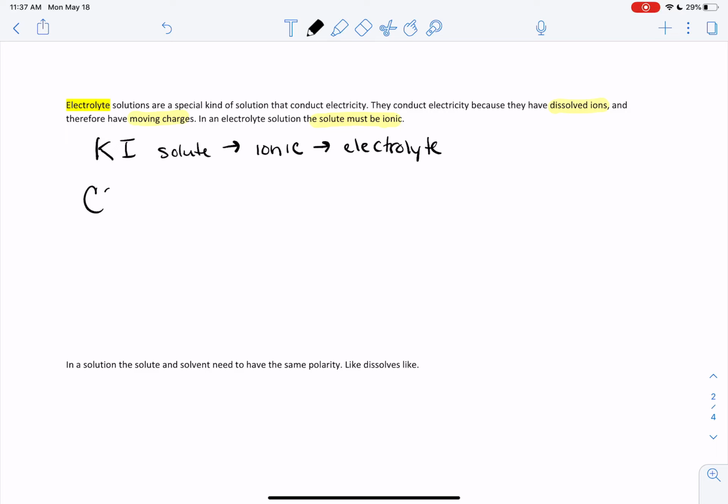Okay. If you have carbon dioxide as your solute, like in the case of seltzer, carbon is a nonmetal, oxygen is also a nonmetal, so this is a covalent substance. So it is not ionic, so it is a non-electrolyte.